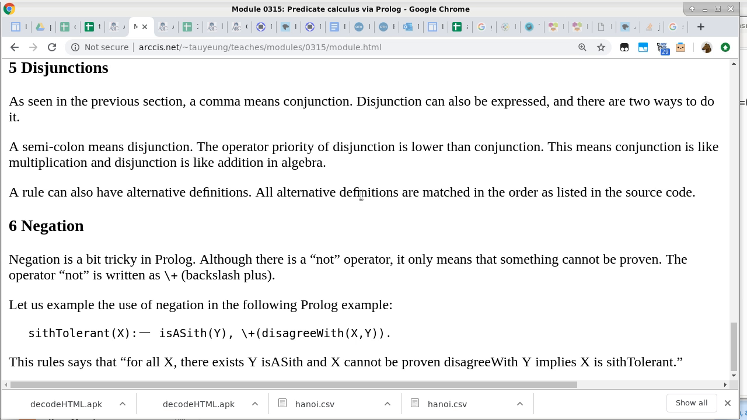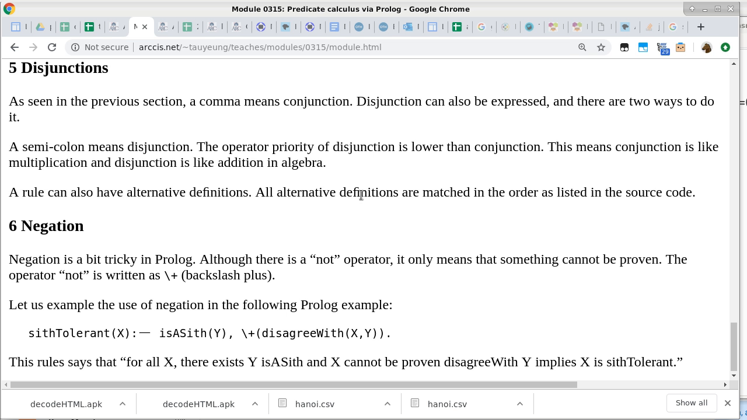So now we'll specify another predicate here, which is cis tolerant. X is cis tolerant only if Y is a cis. Now remember, X is on the left-hand side, but Y is only on the right-hand side, so Y is existential. And we cannot confirm that X disagrees with Y. So backslash plus is kind of not, but it is a not in the sense of we cannot confirm. Anything that cannot be confirmed is considered false.